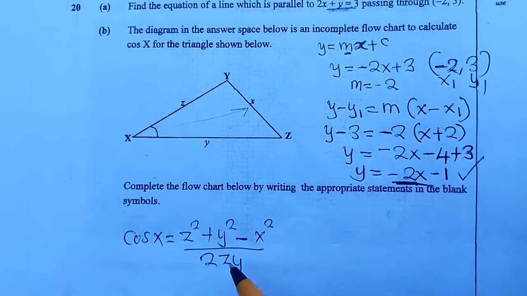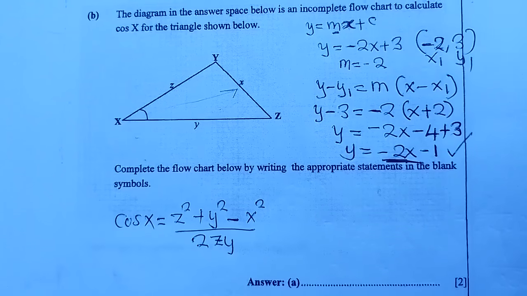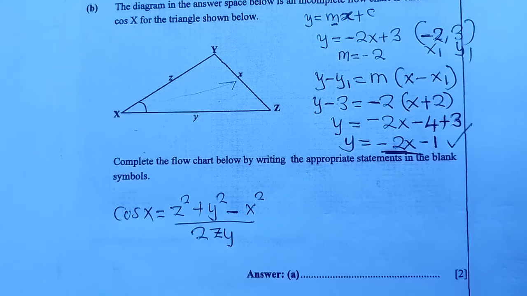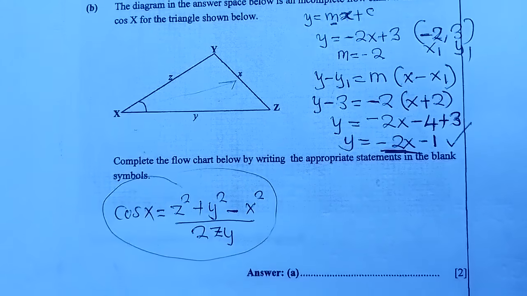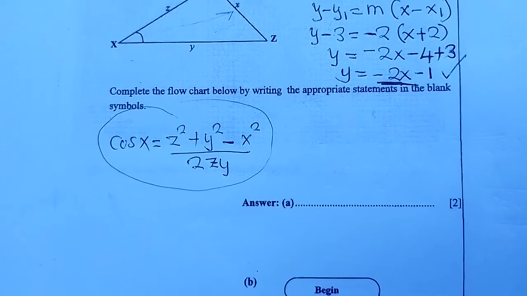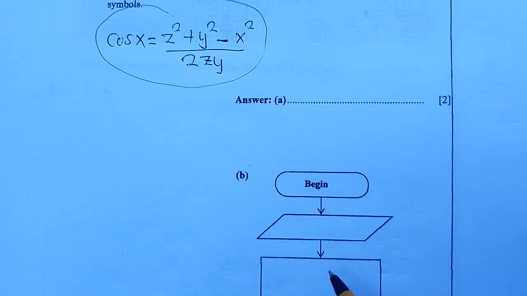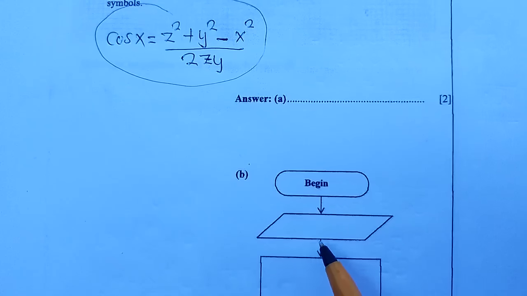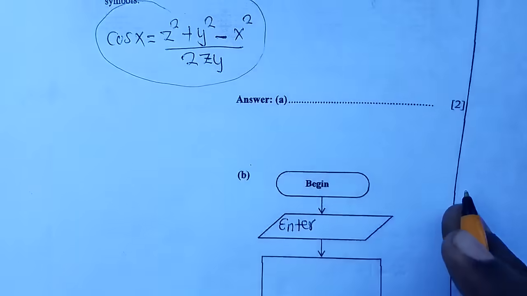This is the formula that we use when we are given all the three sides. So once you know this formula, then you are done. From here, the other thing you are going to say, this was for this one. Then you complete here. So what are you entering? First part here, you say enter.